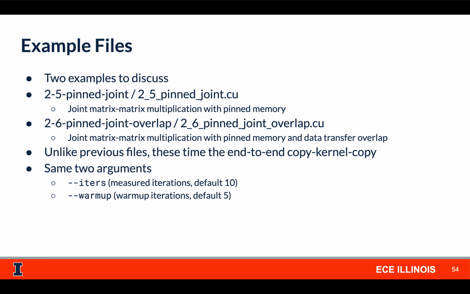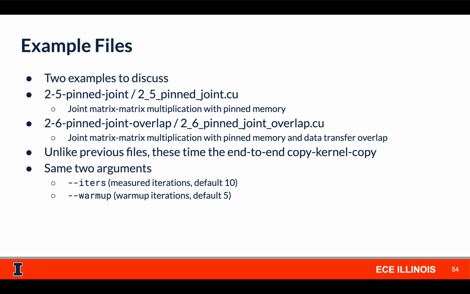So 2.5 is kind of the traditional way to do things, where we copy the two matrices onto the GPU, then we do the kernel to multiply them, and then we copy back. And in 2.6, we employ a technique to overlap the data transfer for the matrix multiplication with the multiplication itself. Unlike the previous files, we're going to be looking at the end-to-end time from when we start the first copy, then do the kernel, and then complete the copy back to the host. So we're not interested so much in the kernel performance, but in the performance of the entire operation, including the data transfer to the GPU.